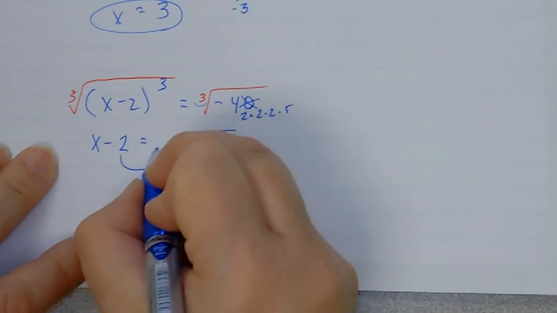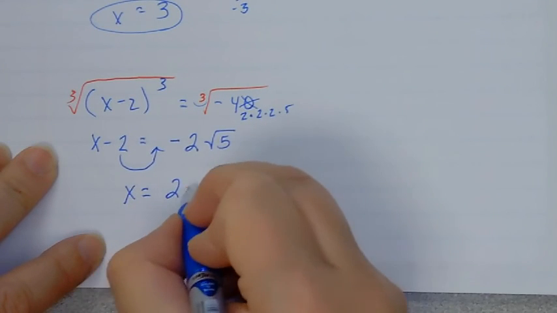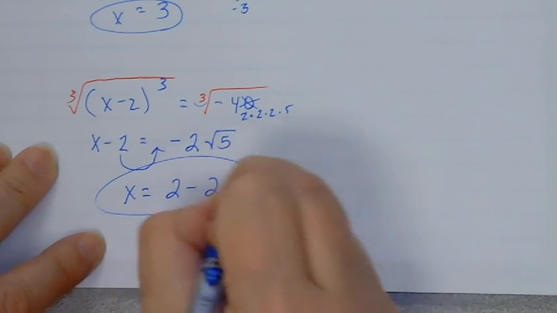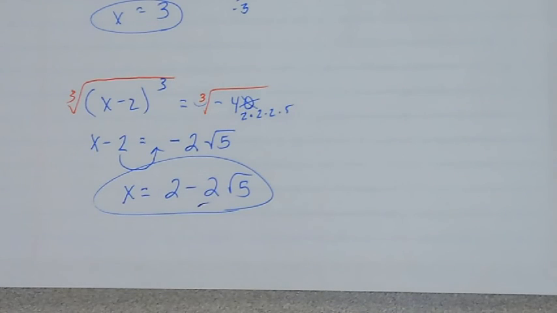Then I'm going to move my 2 here. So I have x equals 2 minus 2 cube root 5. And I can't do anything else with that because this 2 has a cube root 5 attached to it and that one doesn't.